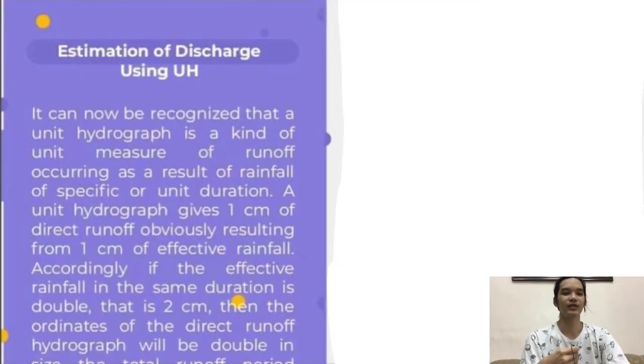Now, let's proceed with the estimation of discharge using UH. It can now be recognized that the unit hydrograph is a kind of unit measure of runoff occurring as a result of rainfall of specific or unit duration. A unit hydrograph gives 1 centimeter of direct runoff, obviously resulting from 1 centimeter of effective rainfall. Accordingly, if the effective rainfall in the same duration is double, that is 2 centimeters, then the ordinates of the direct runoff hydrograph will be double.